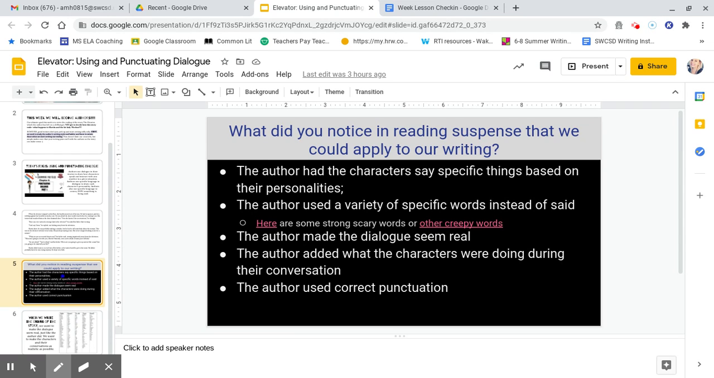But what I'm going to be grading on is, did you use imagery in your story? Because we learned that on Monday. Did you use vivid language like we learned on Monday? Did you keep the character's personality in mind as you continued the story like we learned on Tuesday? And are you using dialogue and using it correctly like we're learning today?